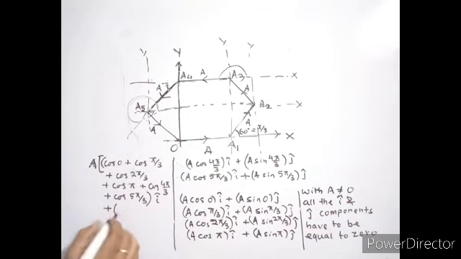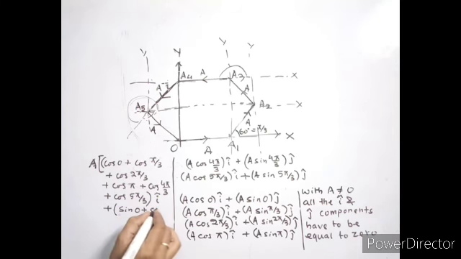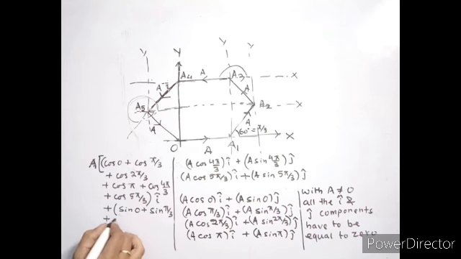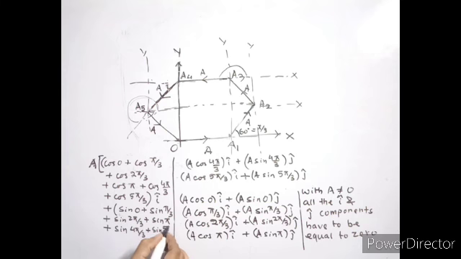plus finally we take the sine: sin 0 plus sin pi by 3 plus sin 2 pi by 3 plus sin 3 pi by 3, plus sin 4 pi by 3, and finally sin 5 pi by 3, with j cap taken common.